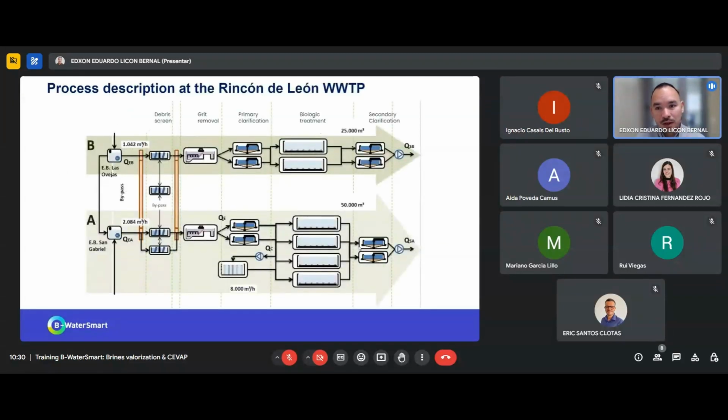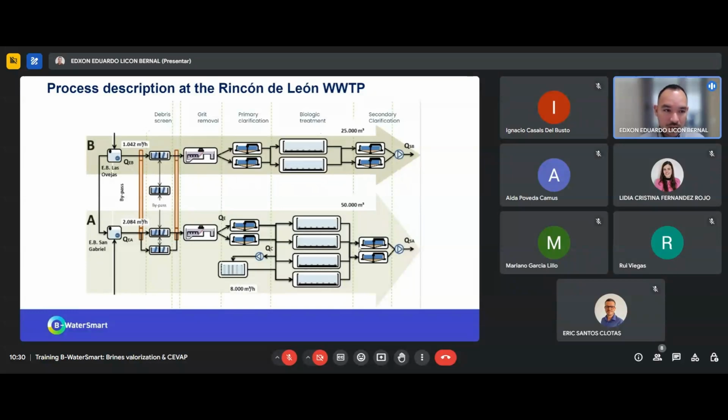Just to give a kind of context, besides the very nice explanation we had previously, the wastewater treatment plant in Rincón de León has two lines, the A and B. There is a kind of 50% capacity in the case of B as compared to the A. A is the principal one that feeds the tertiary treatment or the regeneration facility. And the main difference is that the conductivity in the line A is about 2,500 microsiemens per centimeter, and in the case of B is a little bit larger.